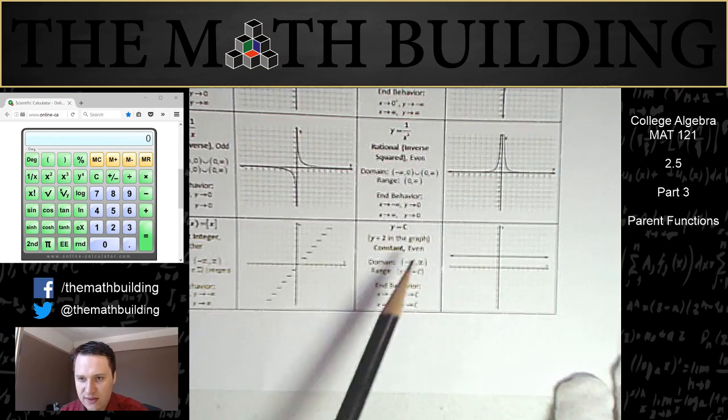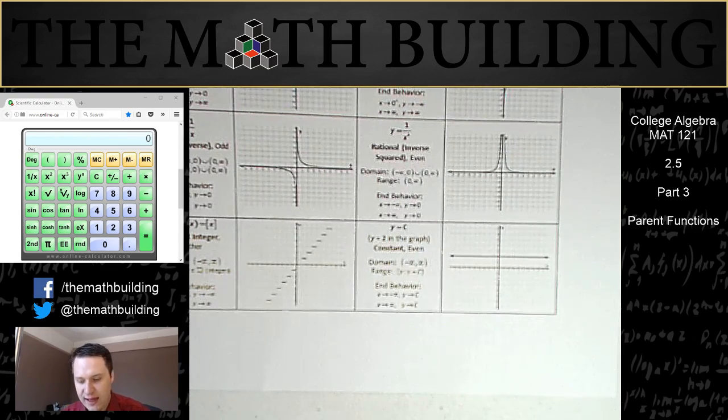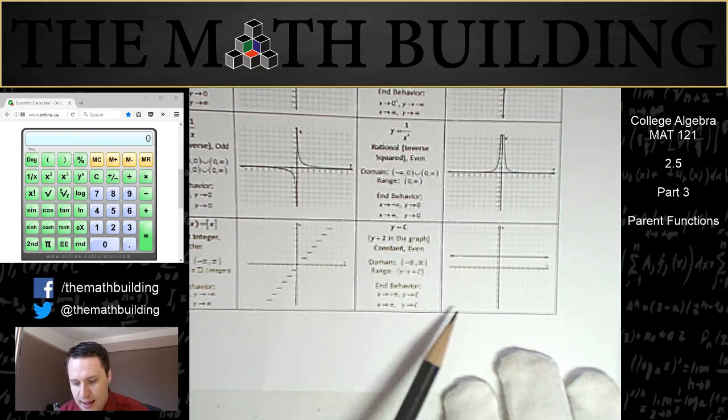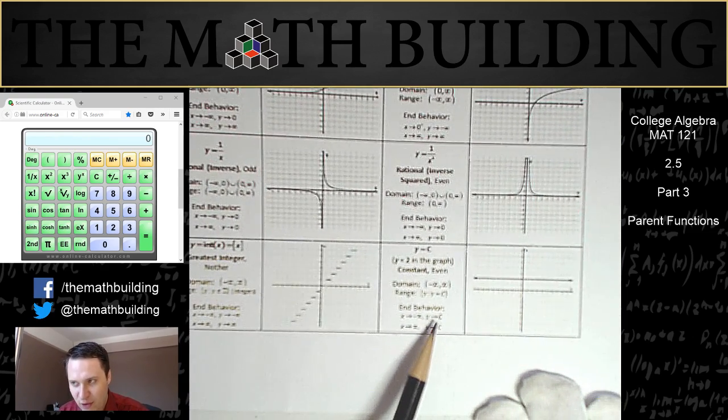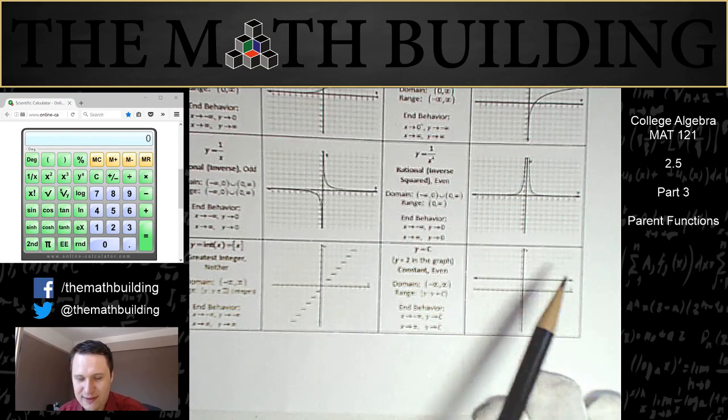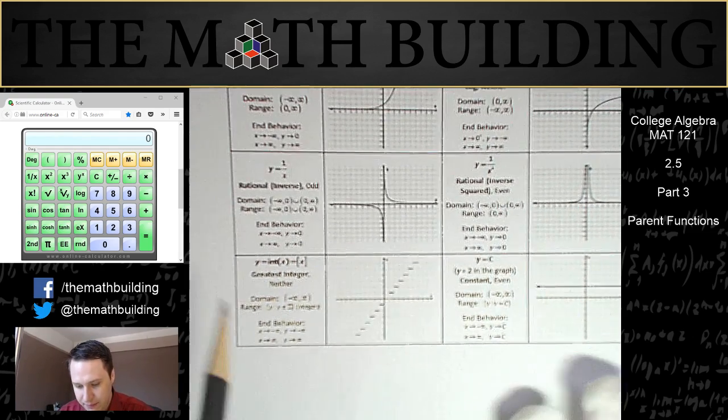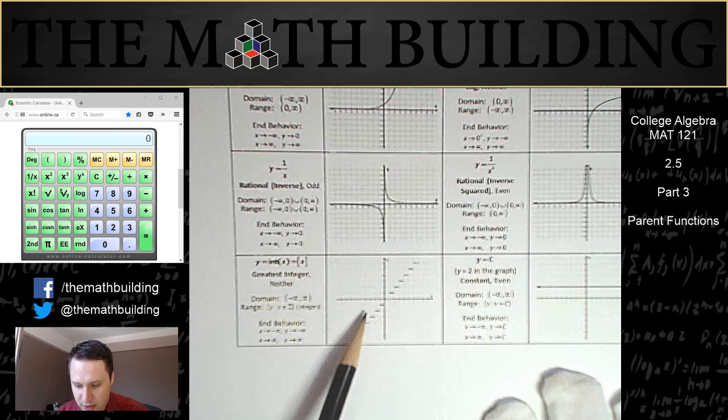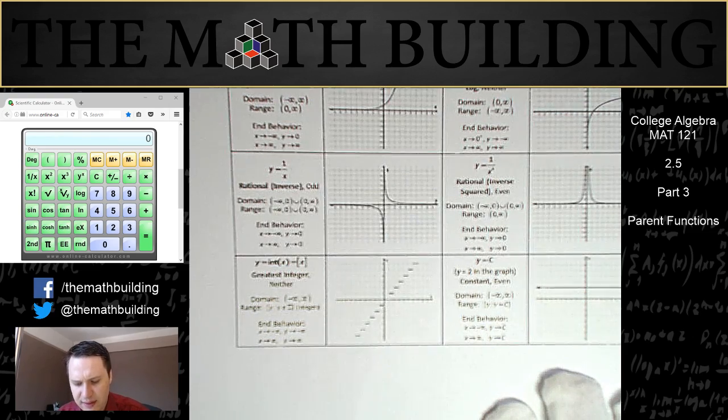Finally, we should know what a constant line function looks like. It's just a flat line. And notice that the end behavior, y approaches that constant number because that's what it is all the time. Finally, this is a stepwise function. We don't see them that often.